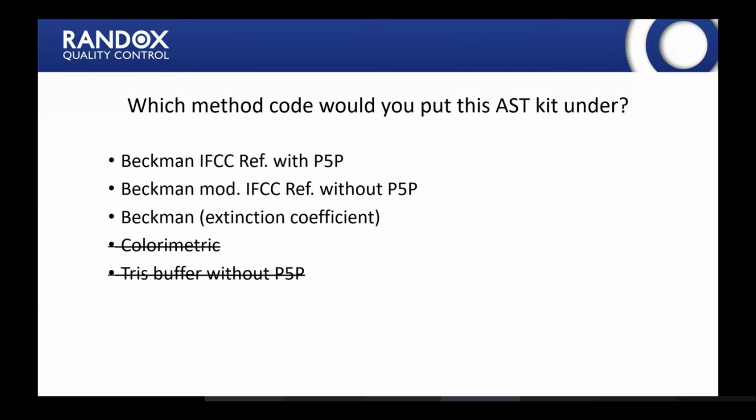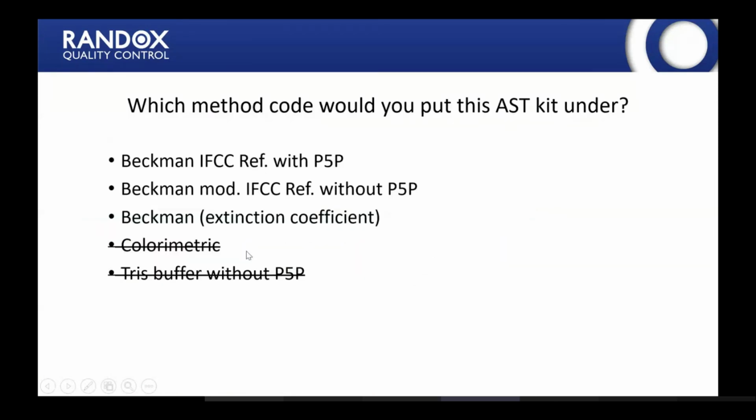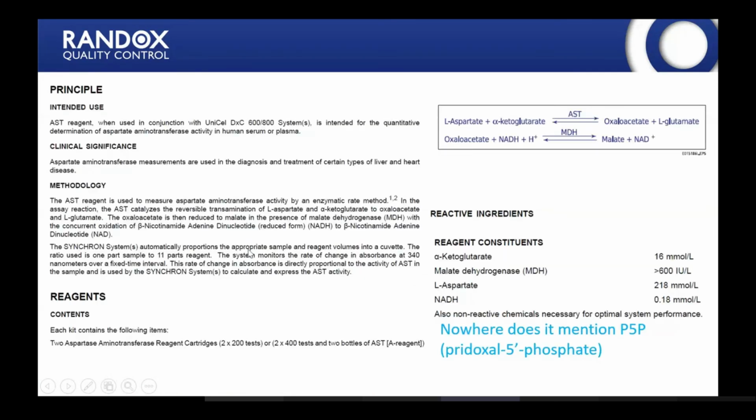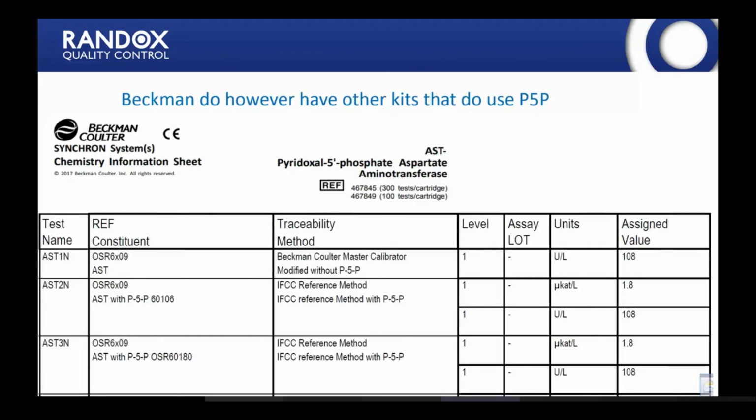In this case, you can't determine what the method is just by looking at the insert sheet. Nowhere does it mention P5P, but I've already stated that, so that takes this one out. Nowhere does it really refer to the actual standardization either. So what we need to look at is the calibrator sheet.